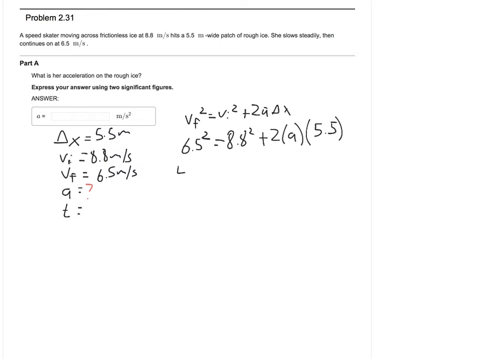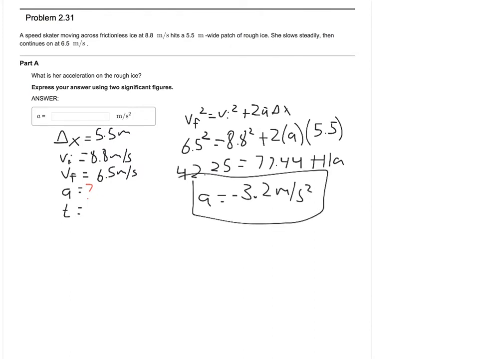I can go ahead and simplify this sum, so 42.25 equals 77.44 plus 11a. When I go ahead and solve for a, I get an answer here of negative 3.2 meters per second squared. And that would be correct to 2 sig figs.